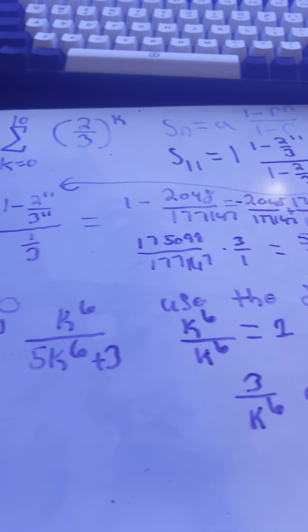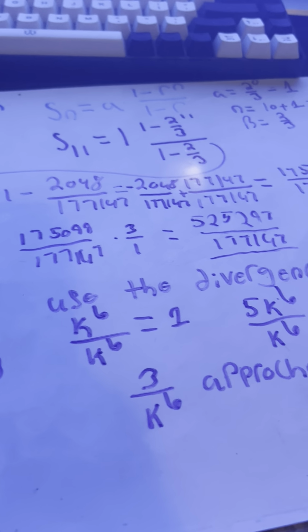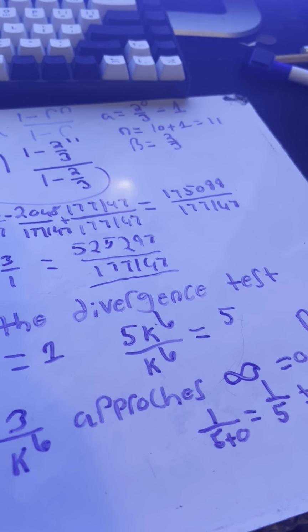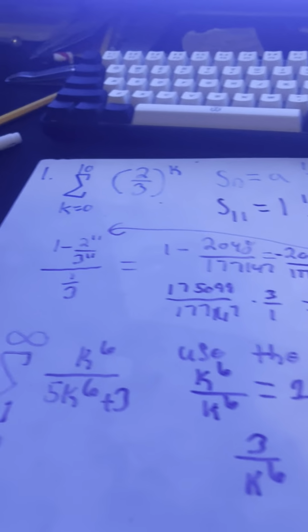And basically what you want to do here is divide everything by the top term. So it's going to be k to the 6th divided by k to the 6th equals 1, and then 5k to the 6th divided by k to the 6th equals 5. And then we have our 3 over k to the 6th, and k approaches infinity.